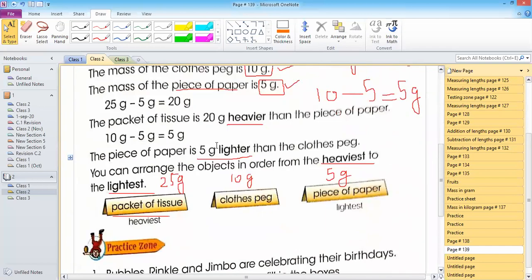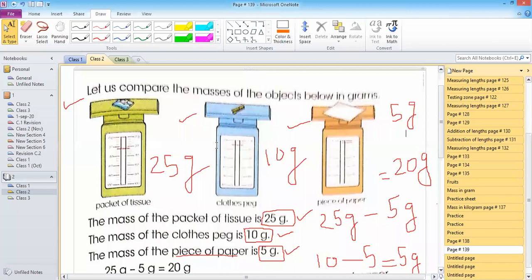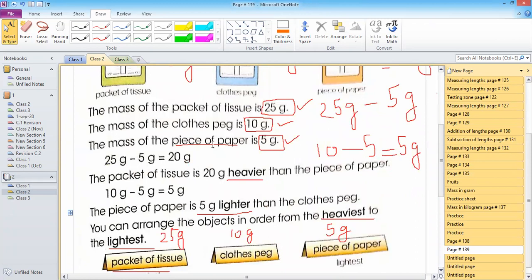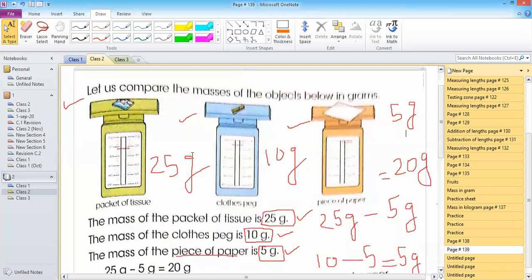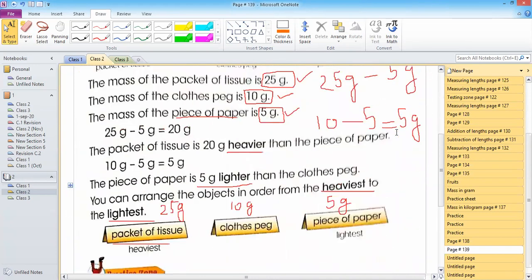Okay. Now I will ask you, packet of tissue is how much heavier than piece of paper? For that, what will you do? Packet of tissue is 25 gram and piece of paper is 5 gram. You will do the same as you did in comparing lengths. You will subtract, you will find out the difference. 25 minus 5 is equal to 20 gram. So you will say, sir, packet of tissue is 20 gram heavier than piece of paper.